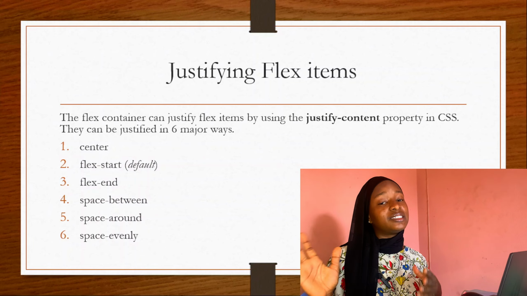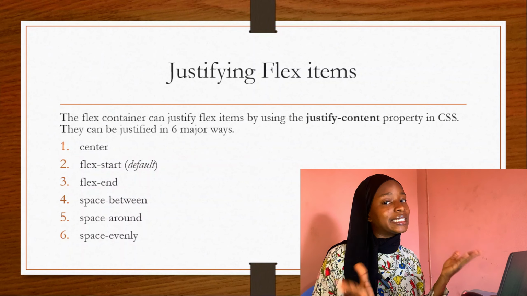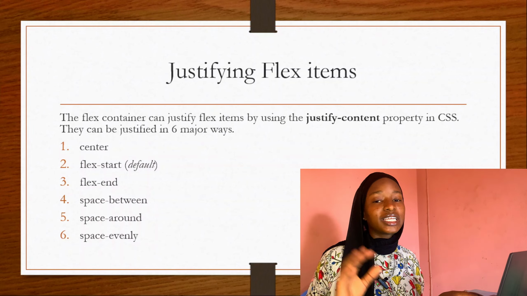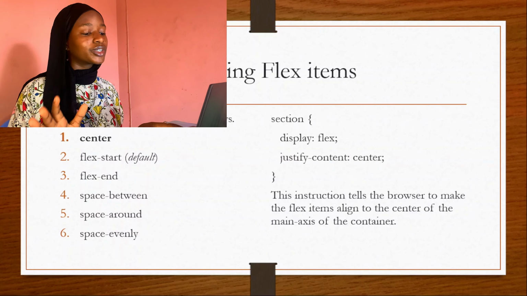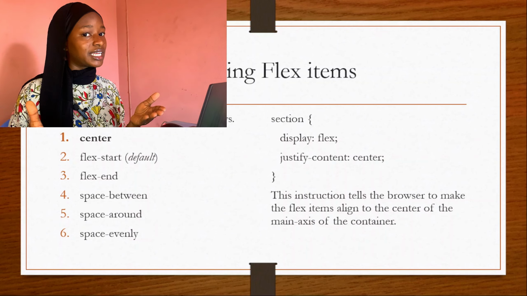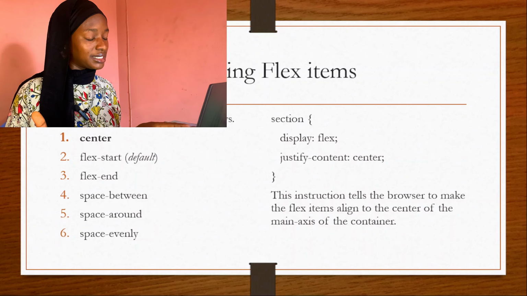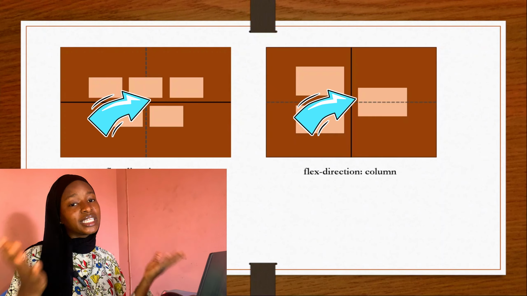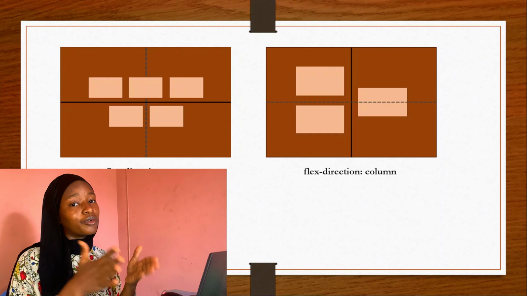And flex start is the default value. So even if you don't add a justify content, it is automatically going to be flex start. So now let's check out each one of them. The first one is center. This instruction tells the browser to make the flex items align at the center of the main axis. So what's the center of the main axis? Right here. So it takes the entire content and places them at the center of the main axis.